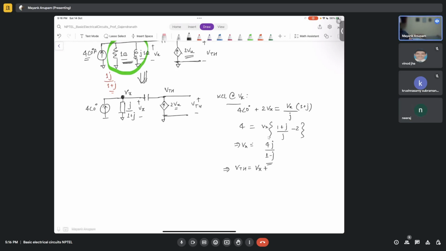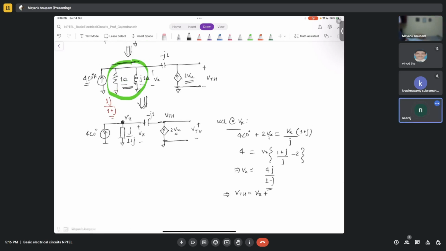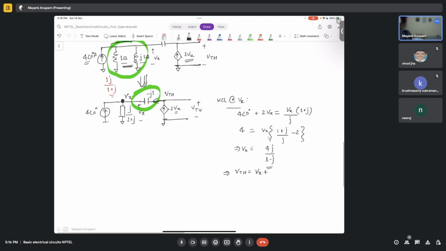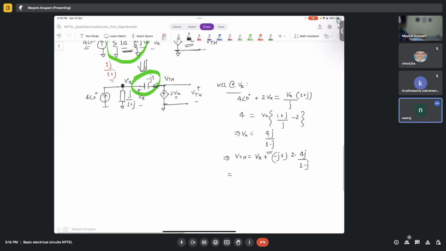This is Vx plus the drop across this capacitor, which is minus j1, right? The current is moving in this way, so the drop across this capacitor will be added. So it will be Vx plus the drop across this capacitor, that will be minus j1 times 2Vx. And what is Vx? 4j divided by 1 minus j, isn't it? So how much is that? I shouldn't have converted it like this, 2Vx only. So now take Vx common. So what is this?